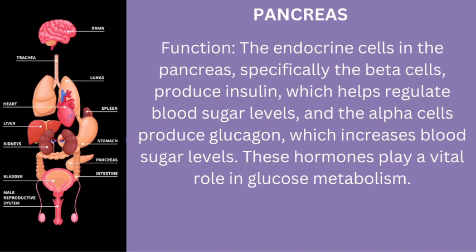Function of pancreas. The endocrine cells in the pancreas, specifically the beta cells, produce insulin, which helps regulate blood sugar levels, and the alpha cells produce glucagon, which increases blood sugar levels. These hormones play a vital role in glucose metabolism.